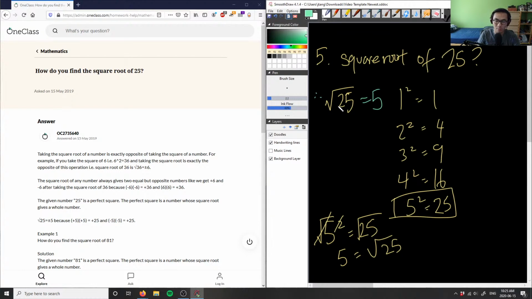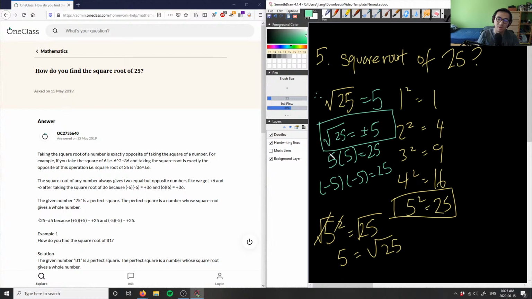If we want to be technical here, we can say the square root of 25 is going to equal plus or minus 5, because again, 5 times 5 is equal to 25, but negative 5 times negative 5 is also equal to 25. So technically, the square root of 25 is equal to plus or minus 5. So this here is our solution, and again, this solution here is correct.